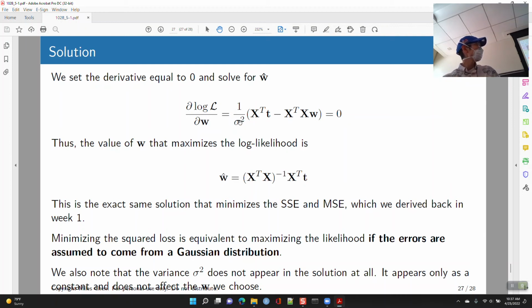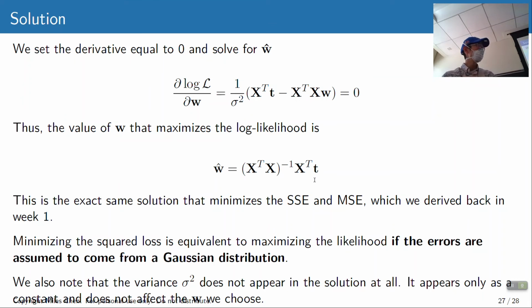So if I set this equal to 0, assuming sigma squared is not 0, then I can just get rid of it. And I'll have X transpose T is equal to X transpose XW. Then to solve for W, I multiply both sides by the inverse of X transpose X. So I get W hat is X transpose X inverse X transpose T. And that ends up being the same solution that we had earlier, when we were trying to minimize the sum of squared errors or the mean squared error, we said the values of W that minimize the mean squared error is X transpose X inverse X transpose T. This turns out to also be the values of W that maximize the likelihood of our data.